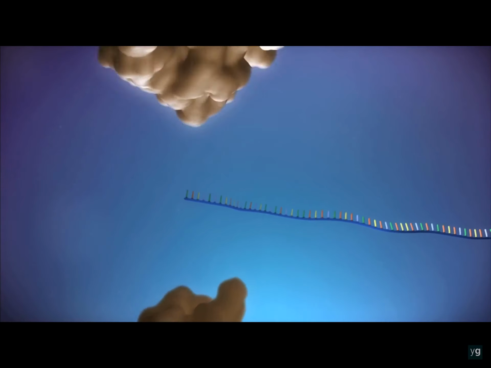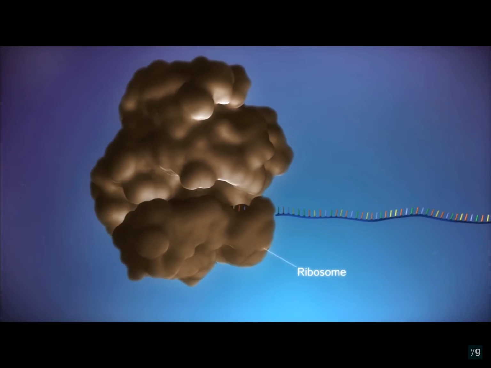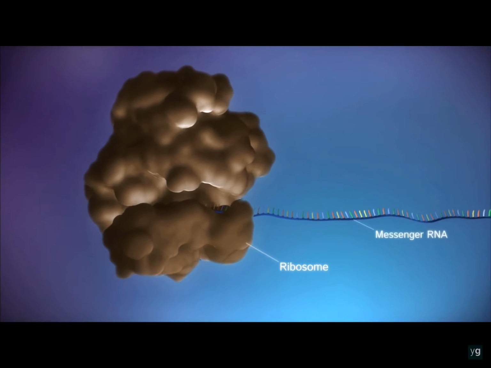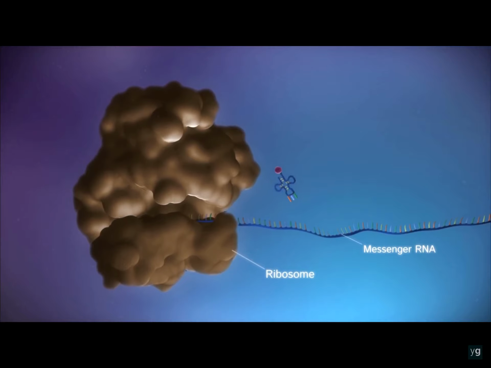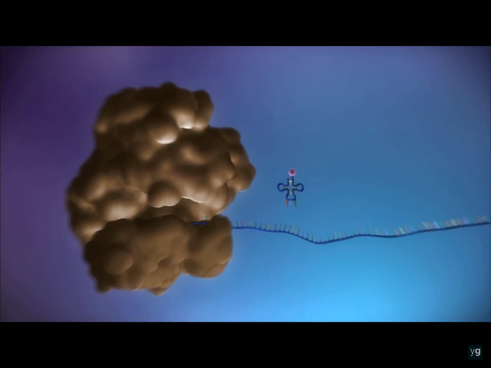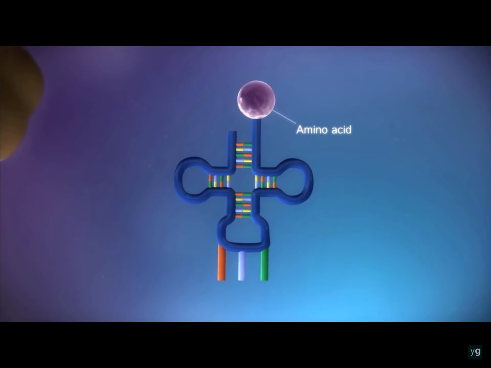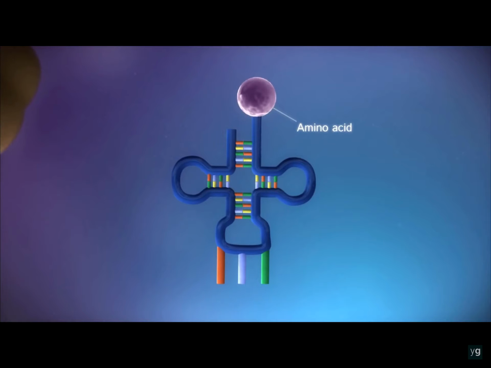Protein factories in the cytoplasm, called ribosomes, bind to the messenger RNA. The ribosome reads the code in the messenger RNA to produce a chain made up of amino acids. There are 20 different types of amino acid. Transfer RNA molecules carry the amino acids to the ribosome.